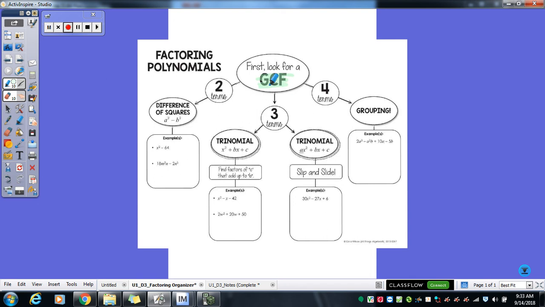So then once you've done your GCF, the thought process you want to try to get into your head is you want to start asking yourself, okay, well, do I have 2 terms? Do I have 3 terms? Or do I have 4 terms? Because if you have 2 terms, that's when you do your dots, difference of squares.